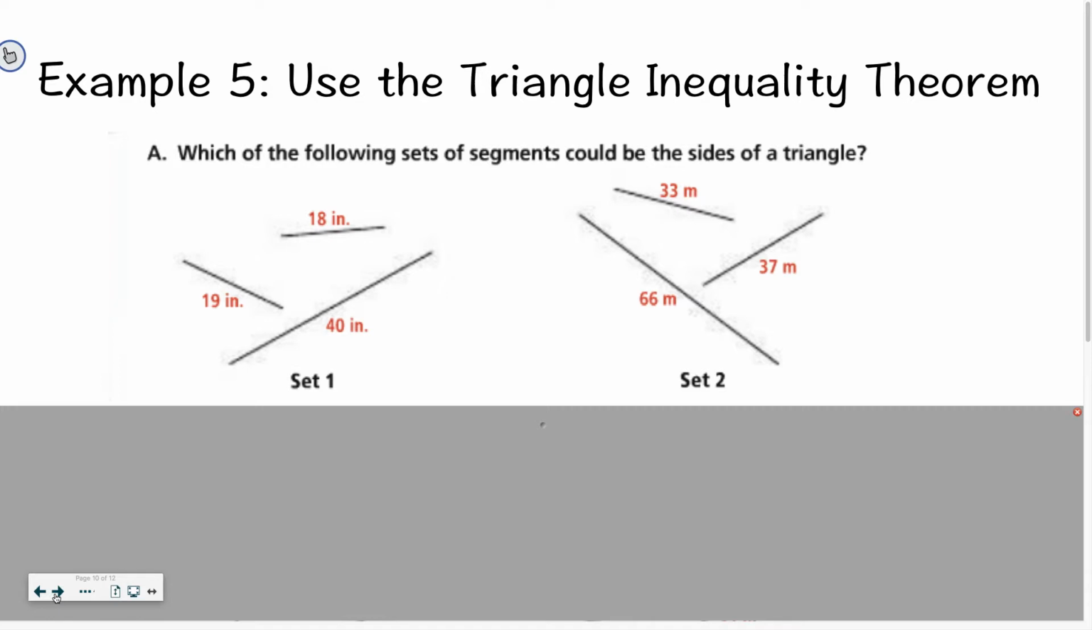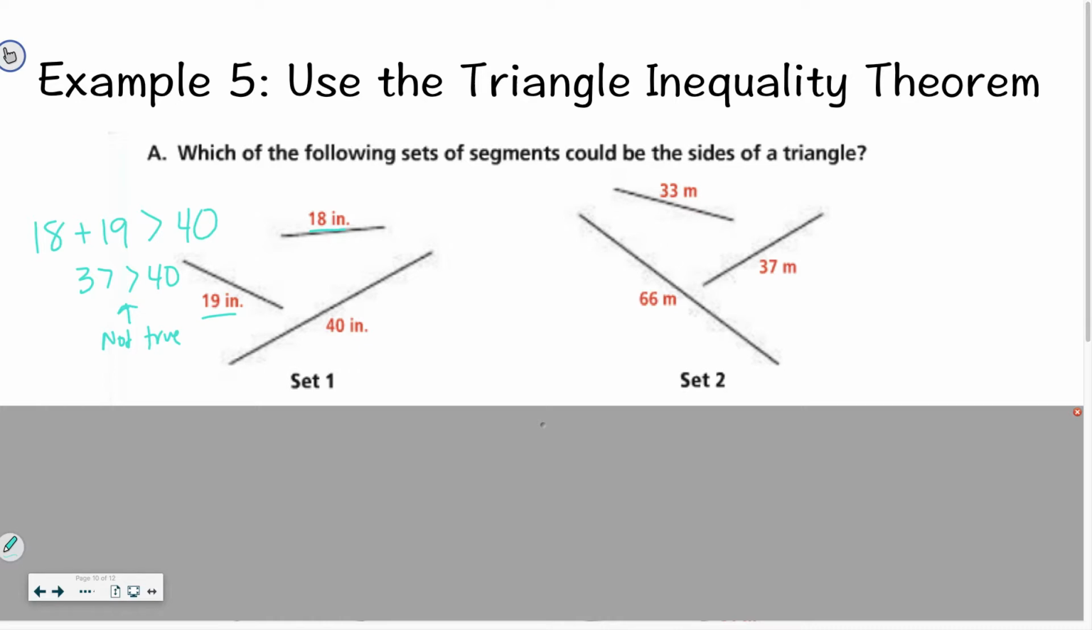I want to see which of the following sets of segments could be the sides of a triangle. So if I say 18 plus 19, I just picked two sides. Those two sides have to be greater than my third side. So is 18 plus 19 greater than 40? No, that is saying 37 is greater than 40, which is not true.